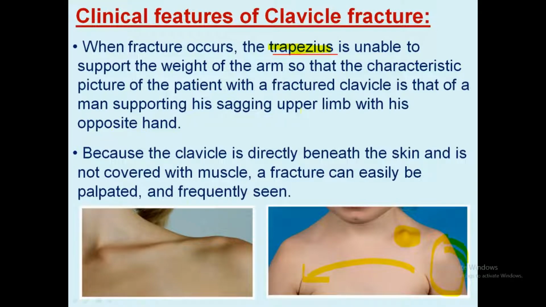This man is supporting his sagging upper limb with his opposite hand. Sagging means the upper limb is hanging down too much. The trapezius muscle is unable to support the weight of the total upper limb, so he supports his sagging upper limb with his opposite hand. Because the clavicle is directly beneath the skin, we can feel it and touch it. We can see in this picture that the clavicle bone is present beneath the skin, and it is not covered with any muscle. So a fracture can be easily palpated and is frequently seen.